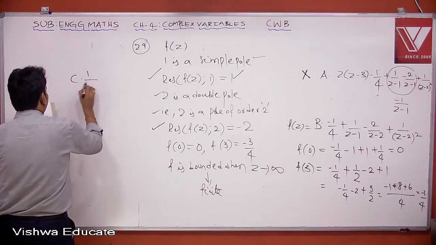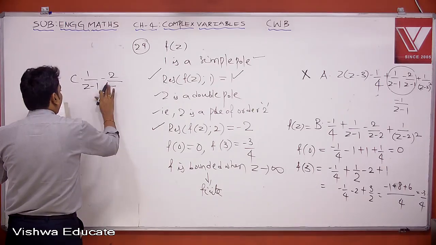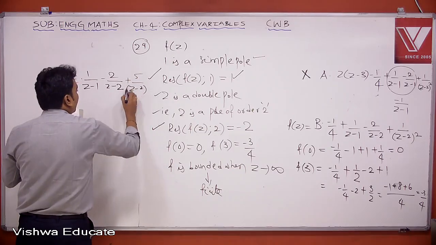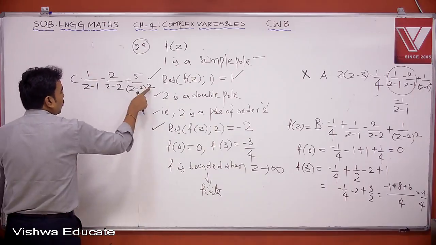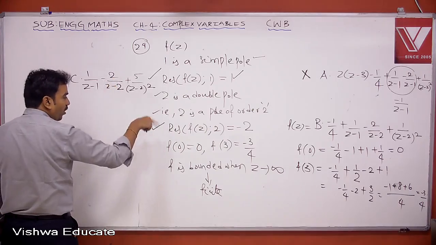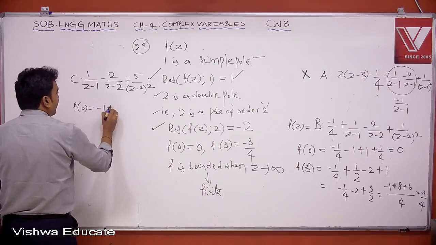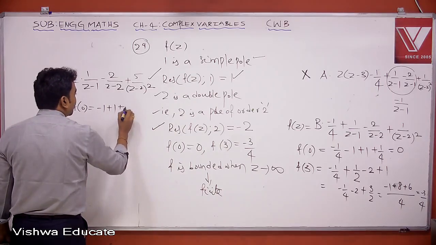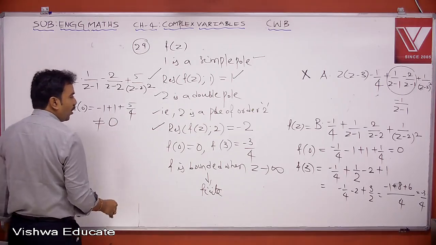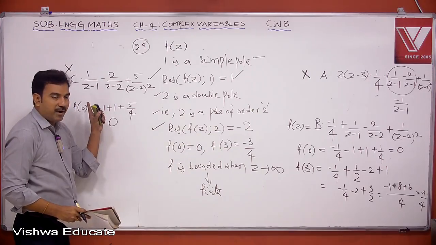Option C is 1 by z minus 1 minus 2 by z minus 2 plus 5 by z minus 2 whole square. 1 is a simple pole, 2 is a double pole, residue at 1 is 1, residue at 2 is minus 2. So it satisfies almost all properties, but replace z by 0. This is minus 1 plus 1 plus this is 5 by 4. But f of 0 is not equal to 0. So option C is a wrong option because f of 0 equal to 0 is not satisfied by option C.